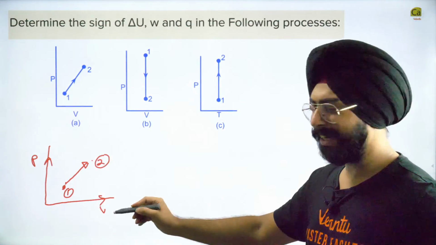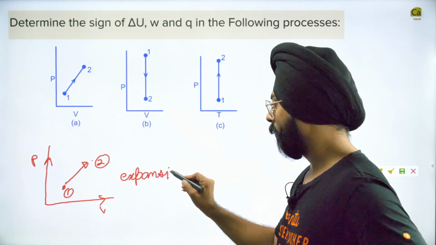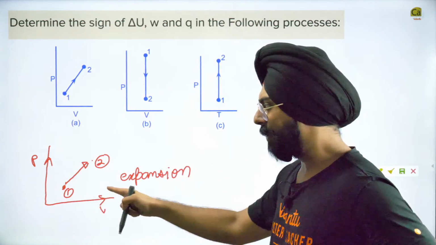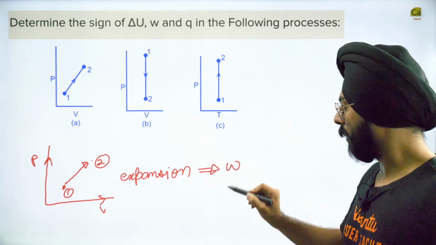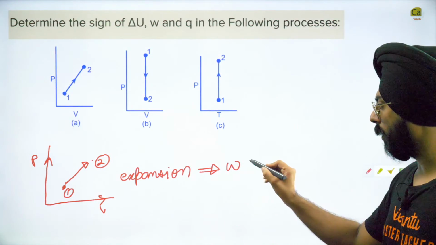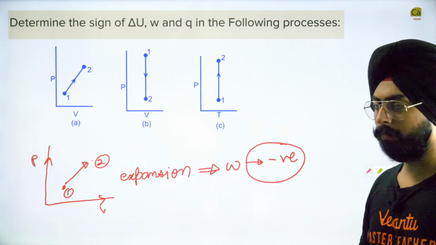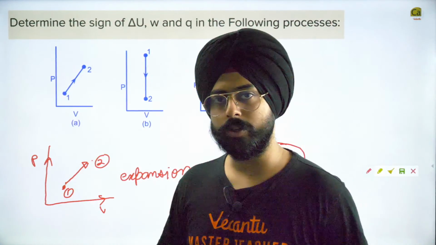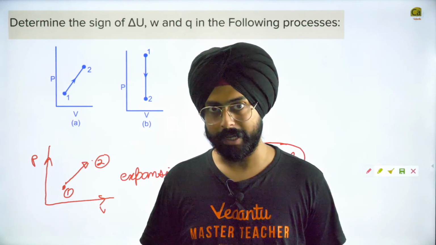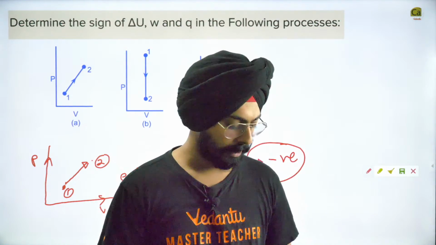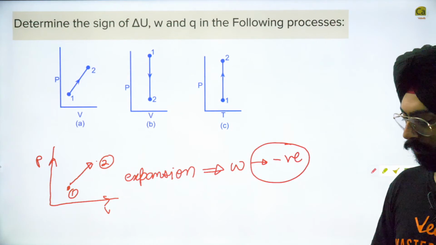Since the volume is increasing, do you realize that this is an expansion? Since the volume is increasing, this is an expansion. So this implies that work done will be negative. Understand? Expansion in chemistry means that you have negative work done. So since this is an expansion, work done sign is negative. Makes sense?